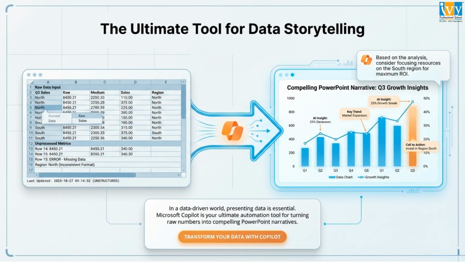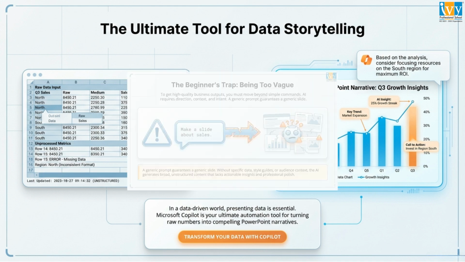Now, think about how you currently create presentations. You collect data, build charts, try to interpret insights, and then struggle to explain them clearly. Copilot changes that entire workflow. It connects raw data directly to meaningful narratives. As shown here, it doesn't just visualize data. It adds context, highlights insights, and suggests direction. This is where automation meets business storytelling.